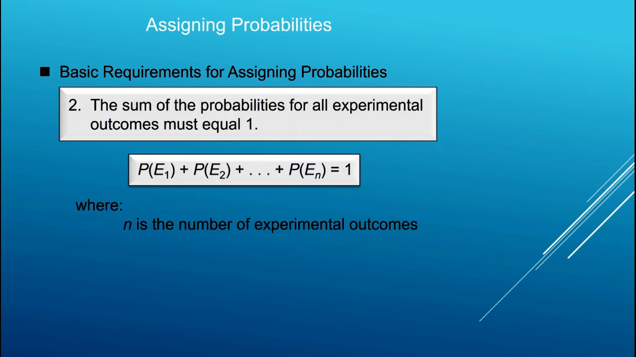The second basic rule for assigning probabilities is that once we've defined the probability of each event in the sample space, and we add up all of those probabilities, they will add up to be 1 or 100%. Basically, all we're saying with rule number 2 is that we're 100% sure that our experiment will lead to some outcome.